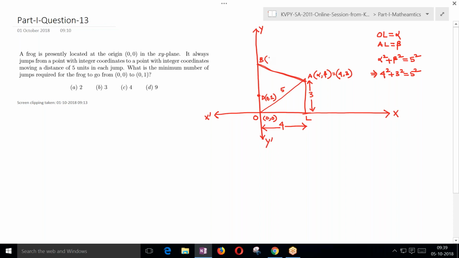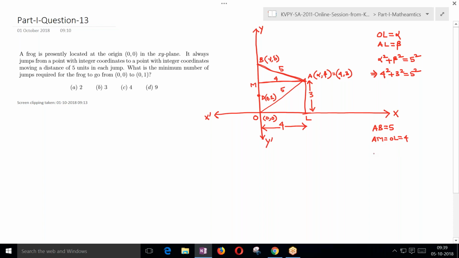Now this also has to be an integer. Suppose we consider this coordinate as gamma and delta, where AB is equal to 5 units, right? AB is equal to 5 units. And as OL is equal to 4, if we draw a perpendicular from the point A to the line OB, suppose let M be the foot of the perpendicular. Then what is AM? AM should also be 4 because AM is equal to OL, that is equal to 4 units. So this is 5, this is 4.